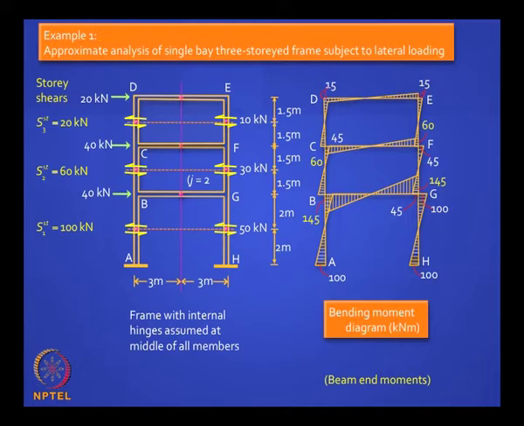The middle story will have 30 into 1.5, because the second story has a height of 3 meters, it turns out to be 45, and the top story column will have end moments equal to 10 into 1.5, which is 15. This much is clear. So you have got the column end moments. Now you need the beam end moments. How do you get that?